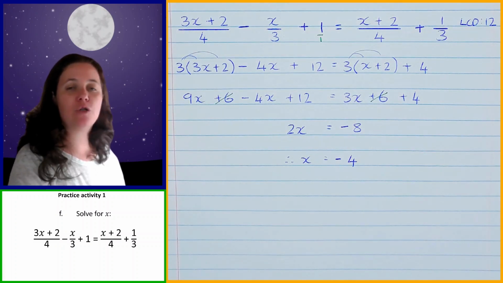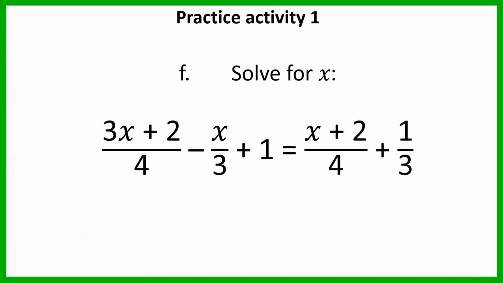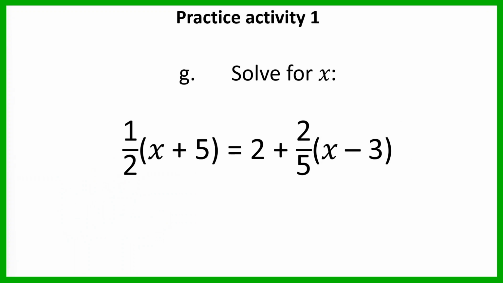Okay, now let's go on to question G. In question G, we've got a half times (x + 5) in brackets equal to 2 plus 2/5 times (x - 3) in brackets. I'm going to give you 2 minutes for this one as well.